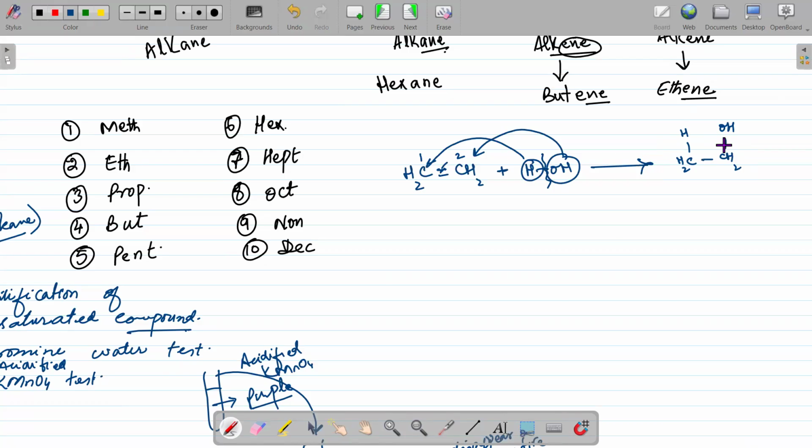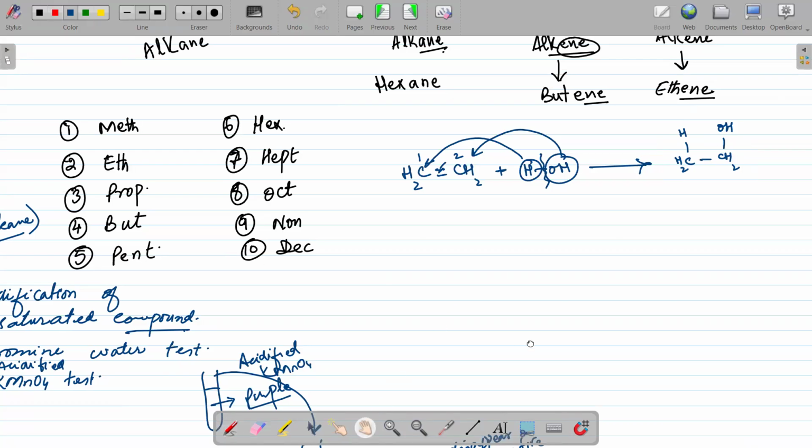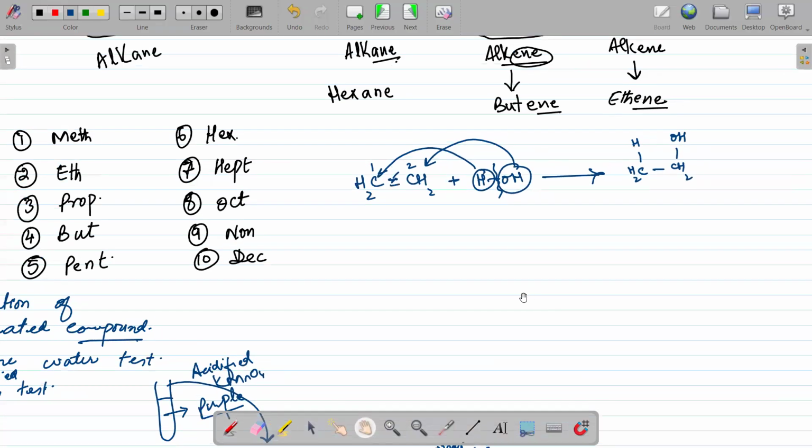Is it clear? So the hydrogen from this water will go to H2C, and then the OH will go to CH2. Can you see here? Can you write the displayed formula? Yes, look at this. We can have the displayed formula like this. This carbon has three hydrogen atoms, right?